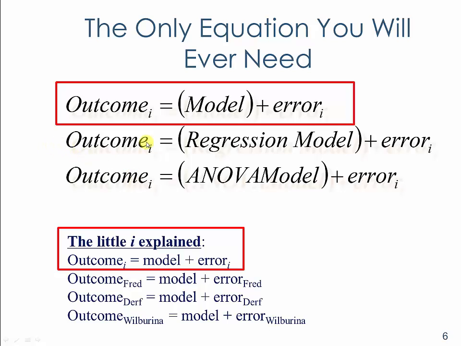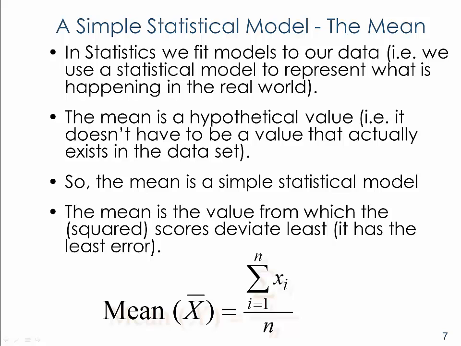And so we have here that model can be replaced by, could be a regression model, could be an ANOVA model, it could be some other type of statistical model, and then we have the error left over. In previous videos we've talked about the mean before, and that's a simple statistical model. Probably one of the simplest we'll use in statistics is the mean. Although it may seem odd thinking of the mean as a model, it is a model because it represents a summary of the data.